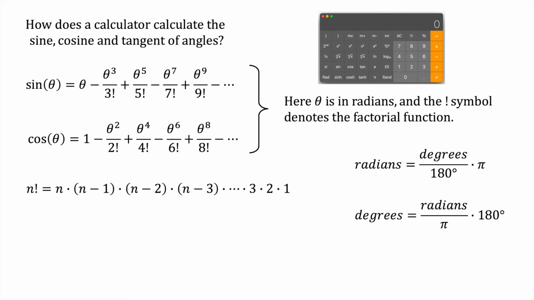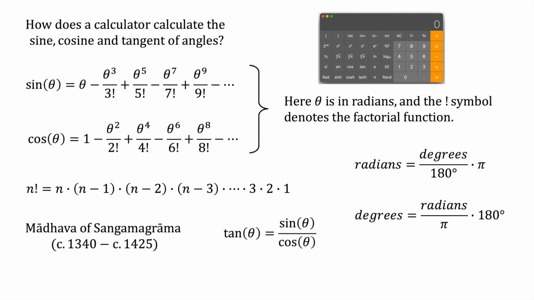The factorial function is the product of a positive integer n and all the integers less than n, all the way to 1. These two formulas were first discovered in the 14th or 15th century by the Indian mathematician Madhava of Sangamagrama or his followers in the Kerala School of Astronomy and Mathematics, centuries before they were rediscovered by European mathematicians. So how does a calculator calculate the tangent of an angle? It uses a trigonometric identity we saw and proved earlier. Tan theta equals sine theta divided by cos theta.